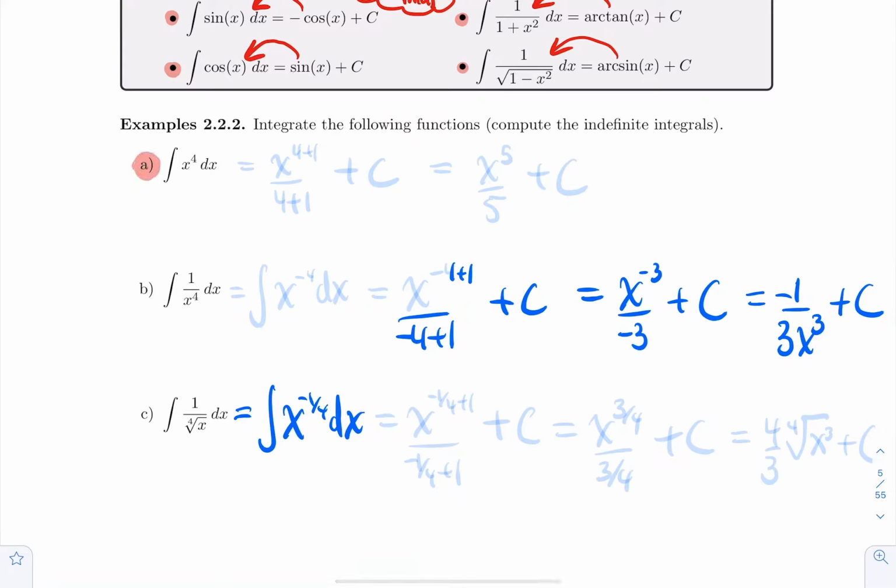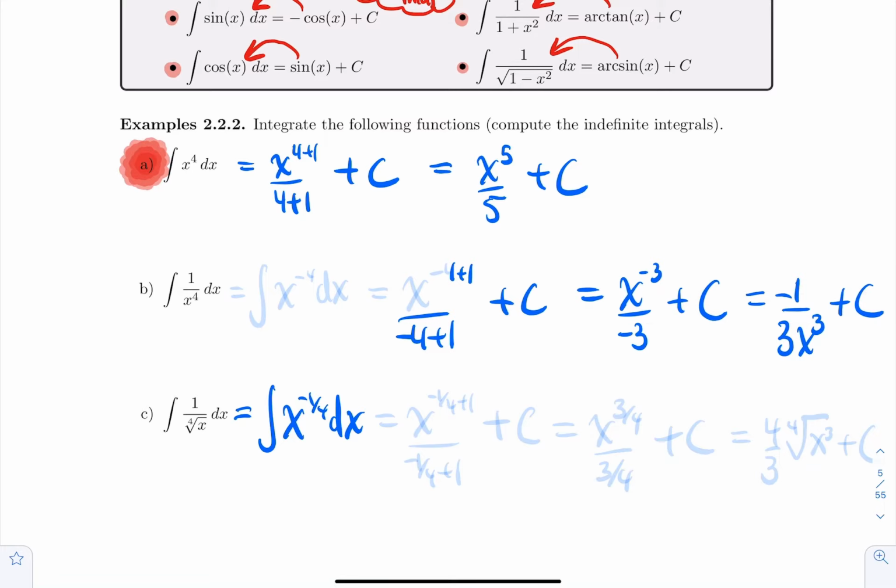Well, x to the power 4, so my n is 4. I'm just going to write x to the power 4 plus 1 over 4 plus 1 plus c, which simplifies to x to the power 5 over 5 plus c. Again, one thing that is cool with integration is that you can always verify your answer by differentiation. If you compute the derivative of x^5 over 5 plus c, you're going to get 5x^4 over 5. The 5s will cancel each other, and the plus c, bye-bye, goes to 0. So it works very well.